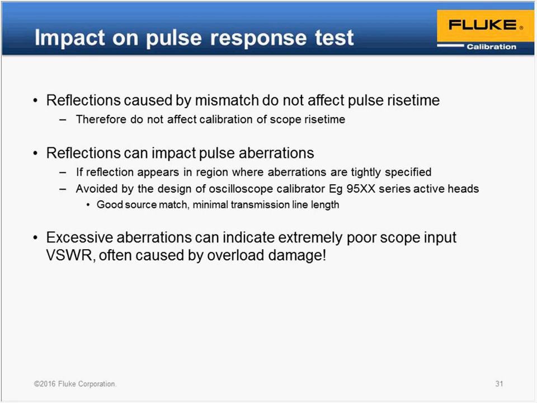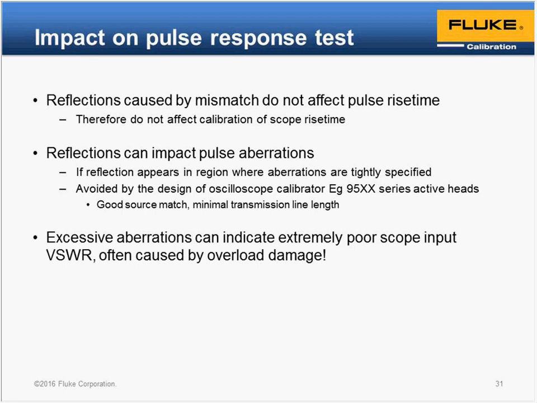Now, if you do see excessive aberrations when you're checking a scope, that would be a sign of big troubles. Usually, if you've got a big aberration, it probably means that there's a larger mismatch. It's not an aberration, it's actually a reflection coming back from the mismatch because the scope input is not really behaving very well. It's probably been damaged or blown up. So excessive aberrations are often a sign that there's something going wrong with the input. And if you were to test the VSWR, you'd find it would be very poor and out of any kind of specifications. That's a good health check that you can watch out for when doing these calibrations.